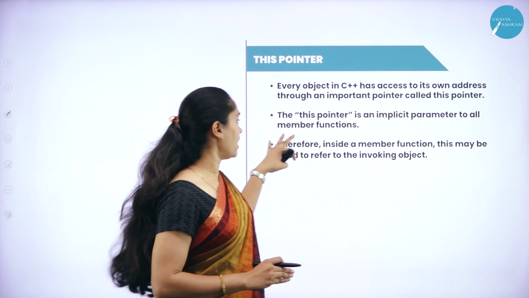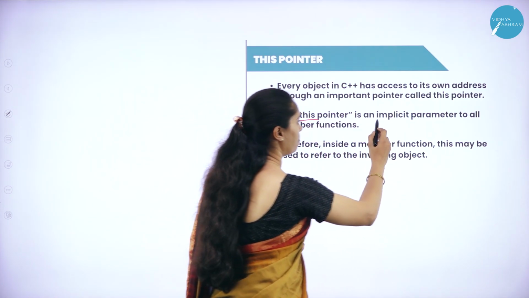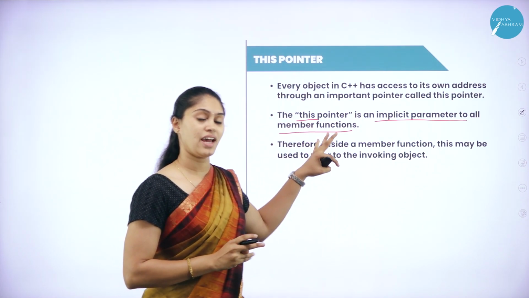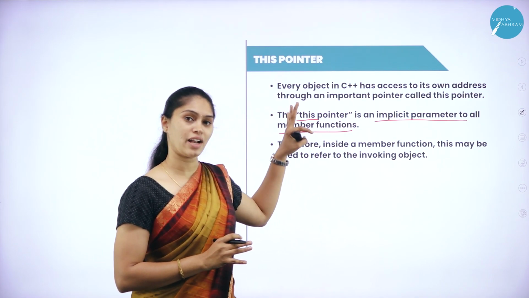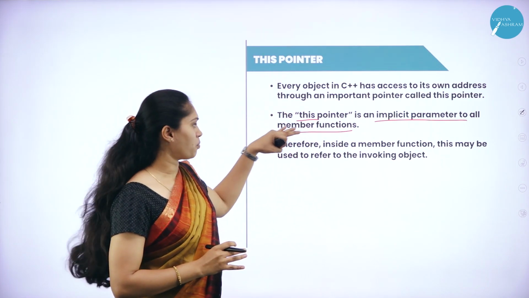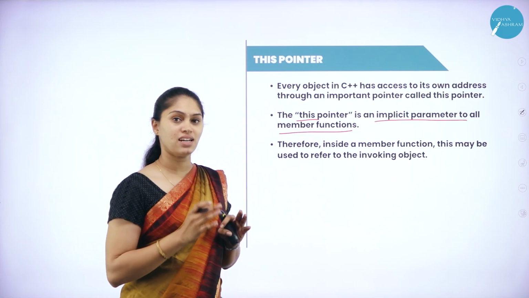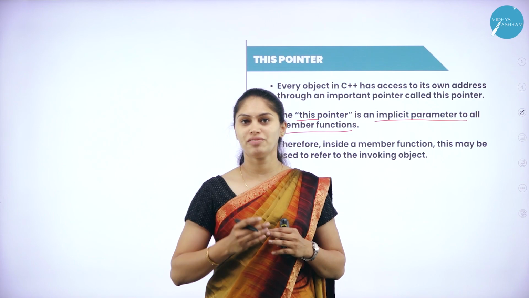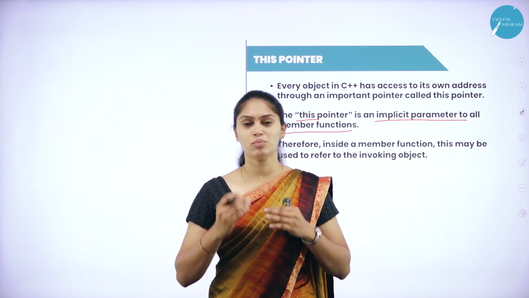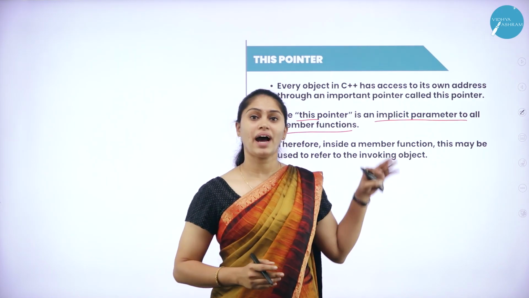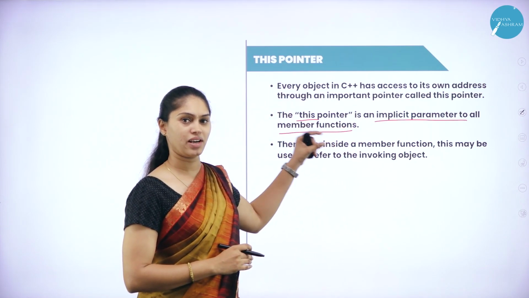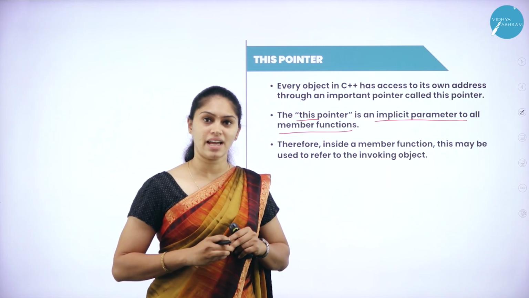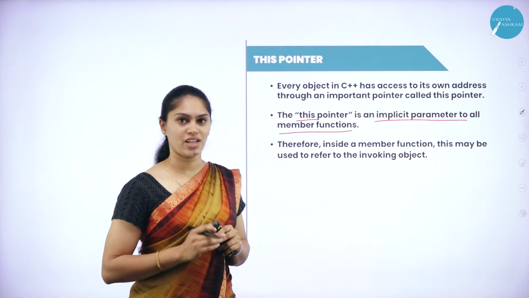So here you can see that the this pointer is an implicit parameter to all the member functions. Already we have discussed what an implicit call is and what an explicit call is. So the this pointer works as an implicit parameter to all the member functions. If the instance of a class and a local variable both have the same name, at that time I must use the this keyword or this pointer, which will point to the actual variable.